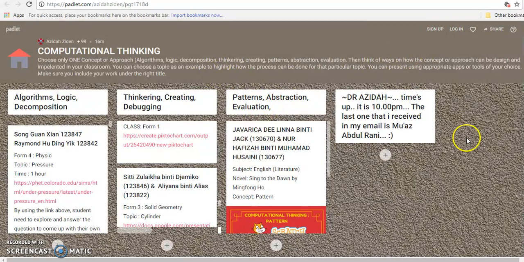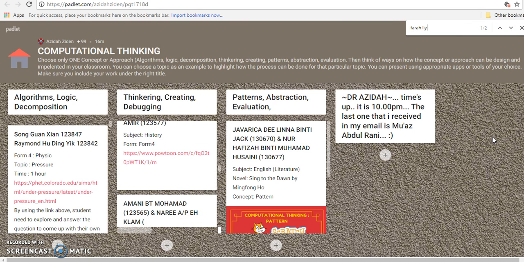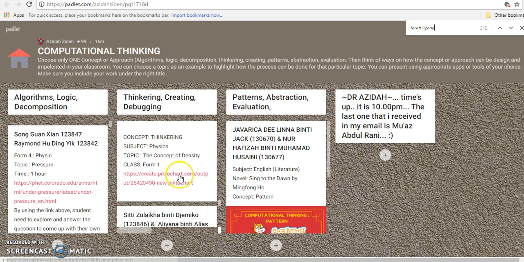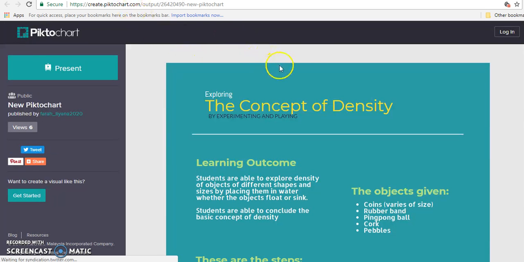So here we go. Go to F. We type my partner's name, Farah Liana. Okay, then we enter. Here we go. This is our project. Last week we did a pictograph about the concept of density. The concept of density is a topic of physics form 1.